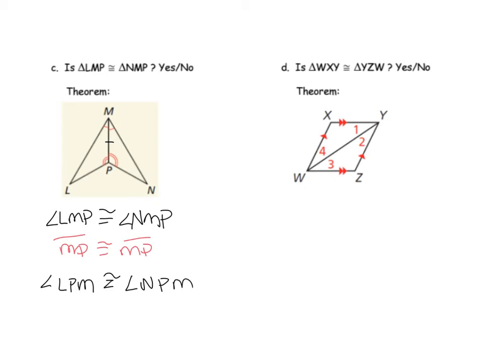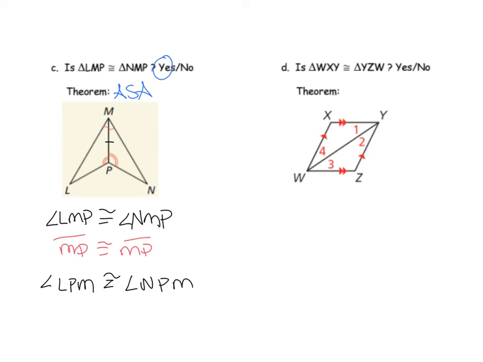So I know it's not side-angle-side, because we have two angles here. The key here is, where's that side located? Hopefully you see that the side is located in between our two angles. So if it's an included side, then our answer is yes, you do have a triangle congruency. And the reason why is because it is angle, side, angle.